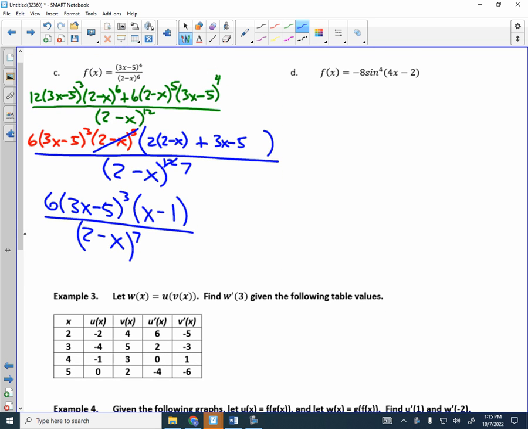Good. We're getting close. You guys are doing well. Next one. Yes. You could take the 6 and multiply it by the x minus 1. You don't have to, but you could. Totally up to you.